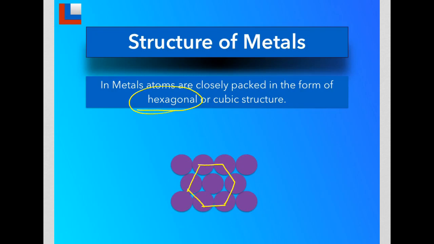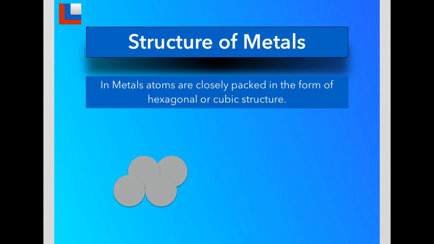Let's move on to cubic close packing. We know that a cube has 8 vertices, 12 edges, and 6 faces. If we put 4 atoms at the bottom vertices and 4 atoms at the top, this is how the cubic close packing, or CCP, structure looks.